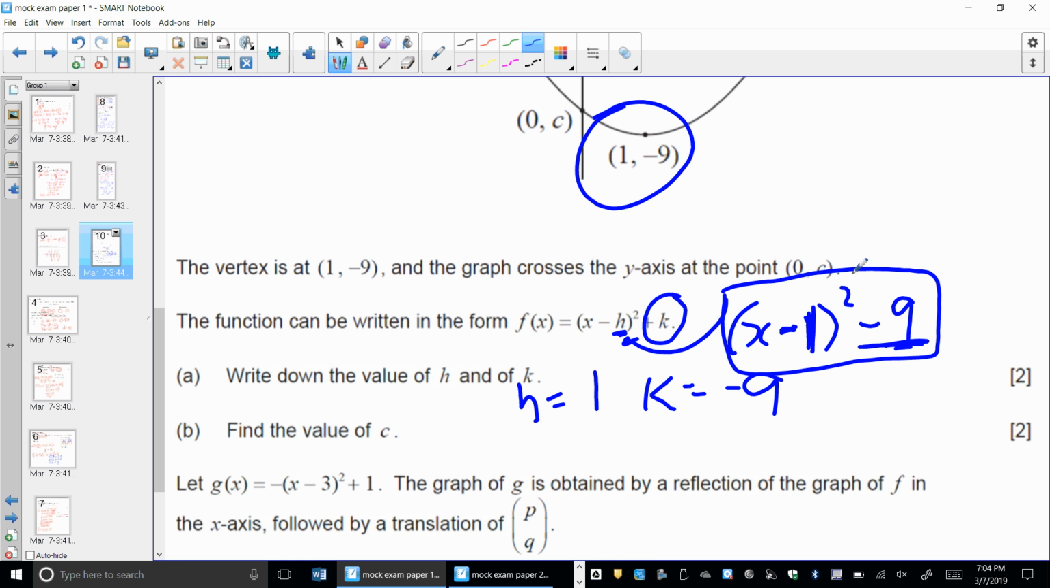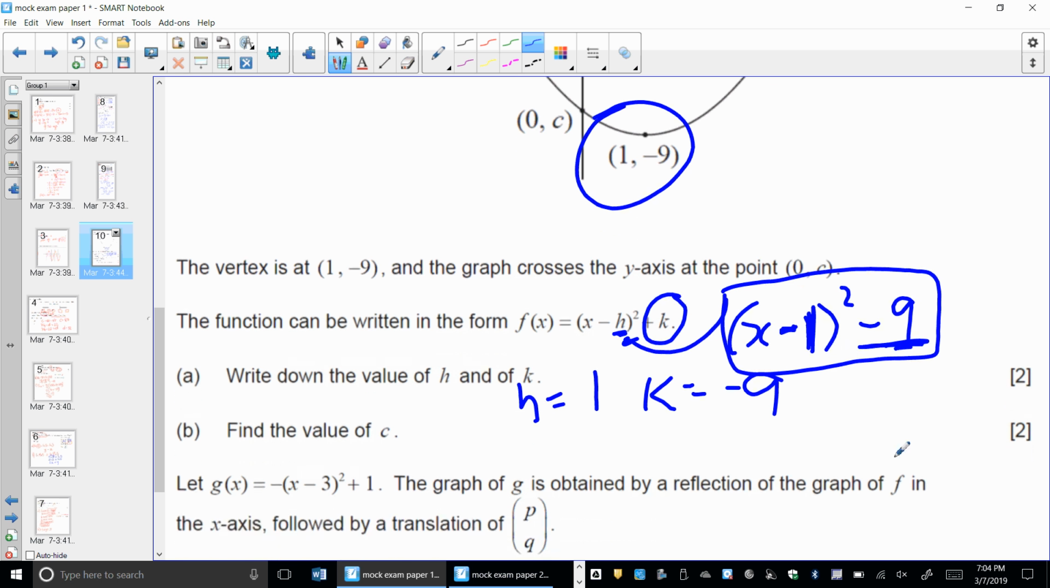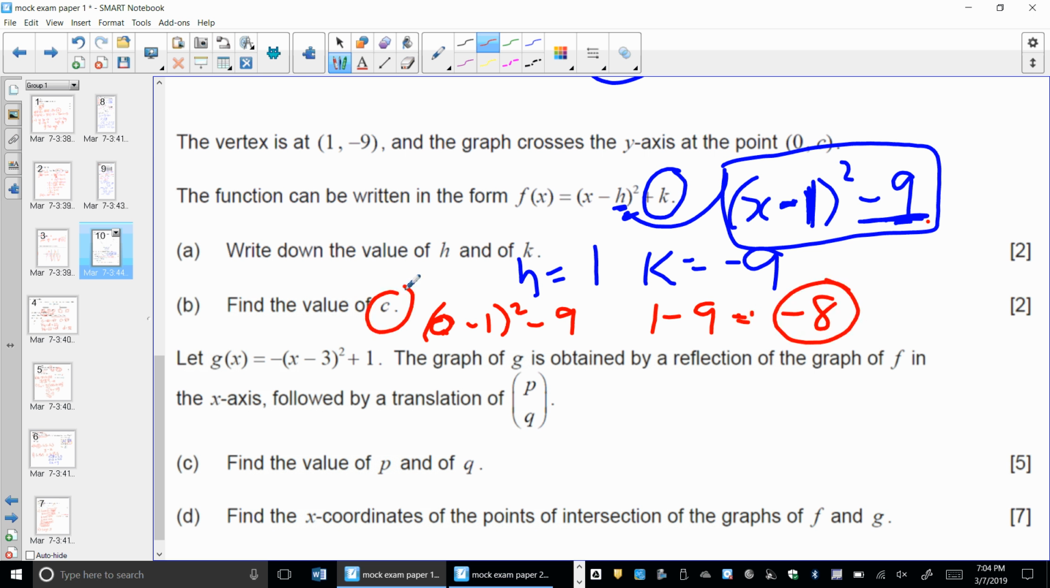Find the value of c. That's where it crosses the y-axis. Well, it's going to cross the y-axis when the value of x is 0. So it crosses when x is 0. So that's 0 minus 1 squared minus 9. So all I'm doing is substituting it into my equation here. So negative 1 squared is 1. Take away 9 is negative 8. So that's the value of c.